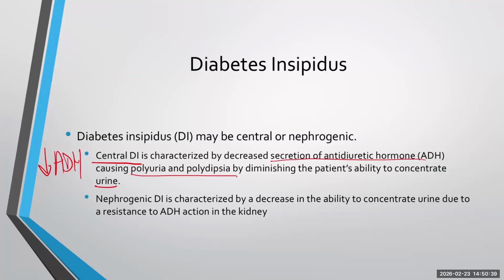With nephrogenic DI, we have a resistance to ADH in the kidneys. The kidneys do not respond to ADH. So our pituitary is making it and releasing it, but the kidneys don't respond to it, so therefore we can't do anything with it. They both present the same way, but your job is to figure out why. Is it a problem with not releasing ADH or not responding to it?